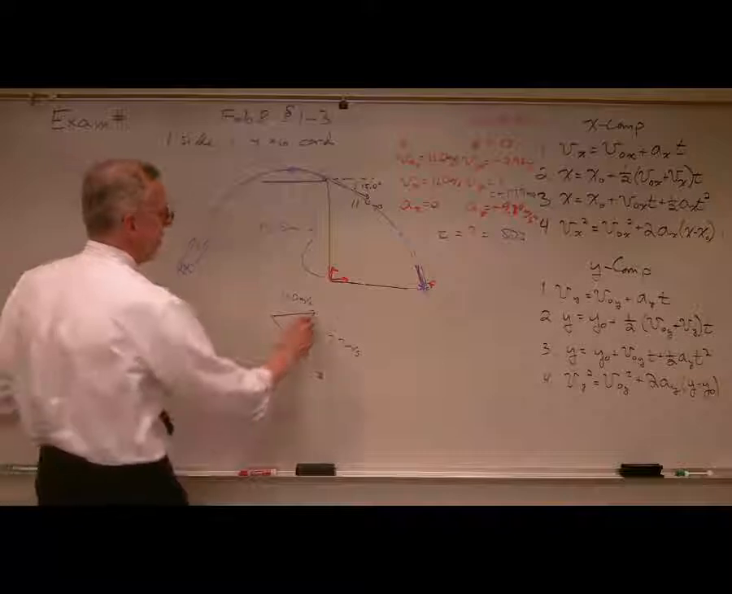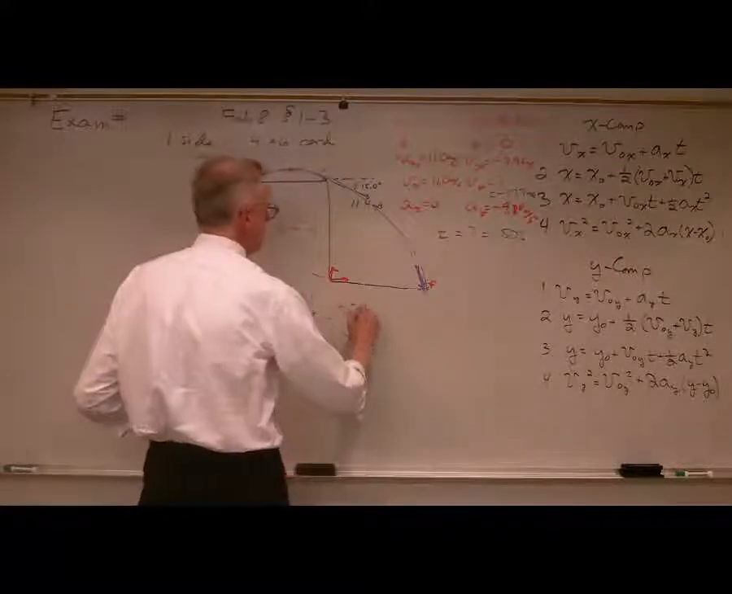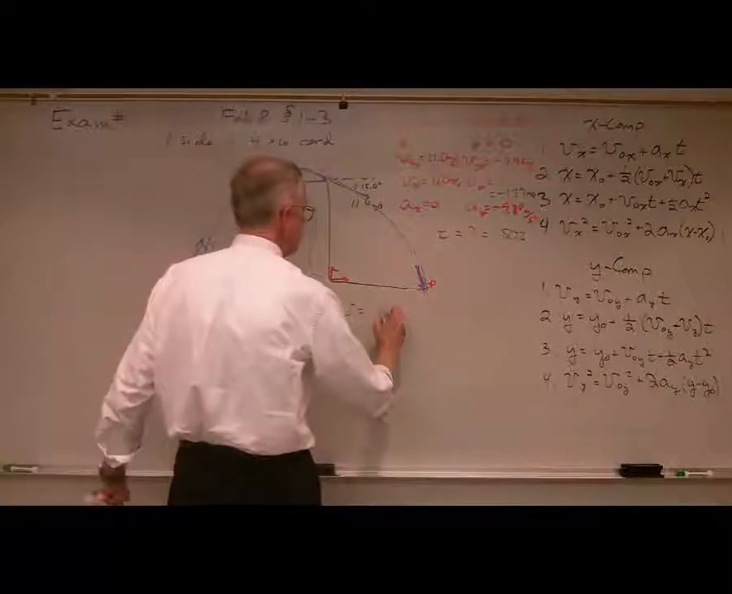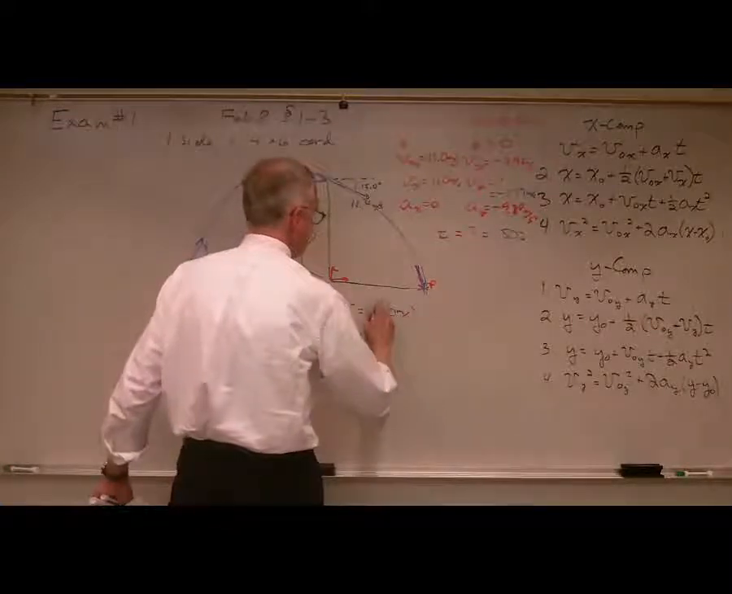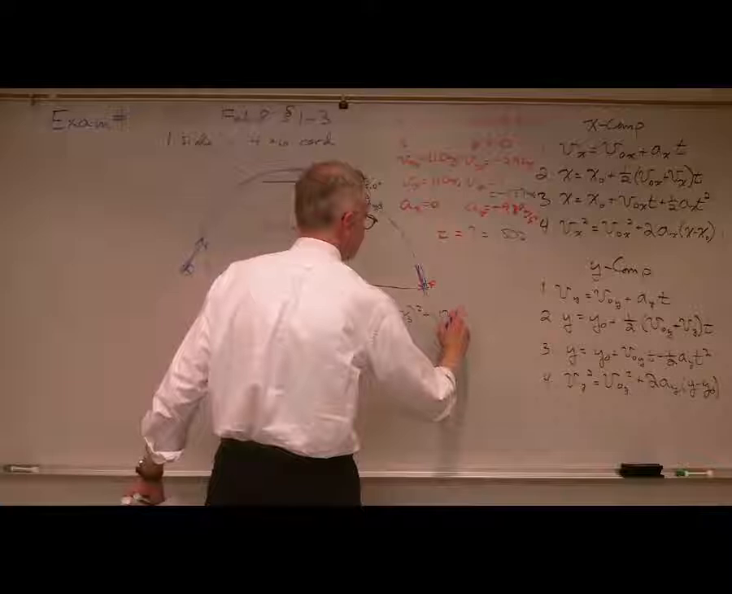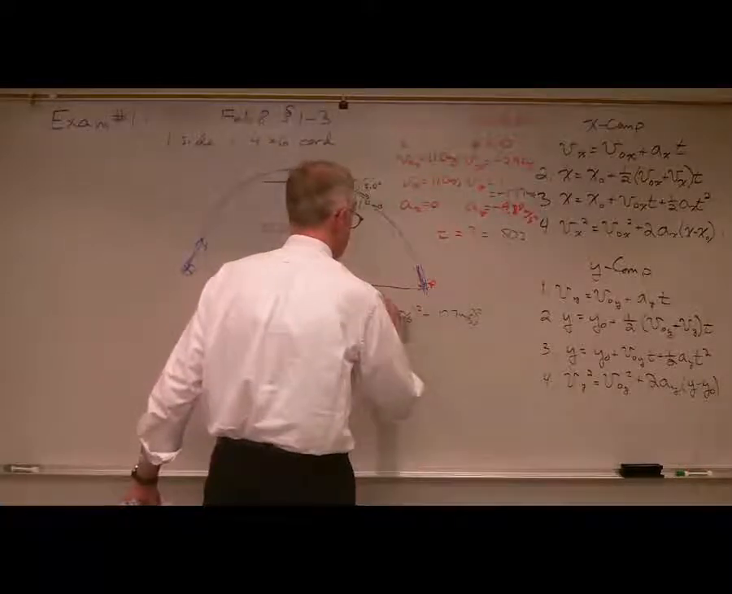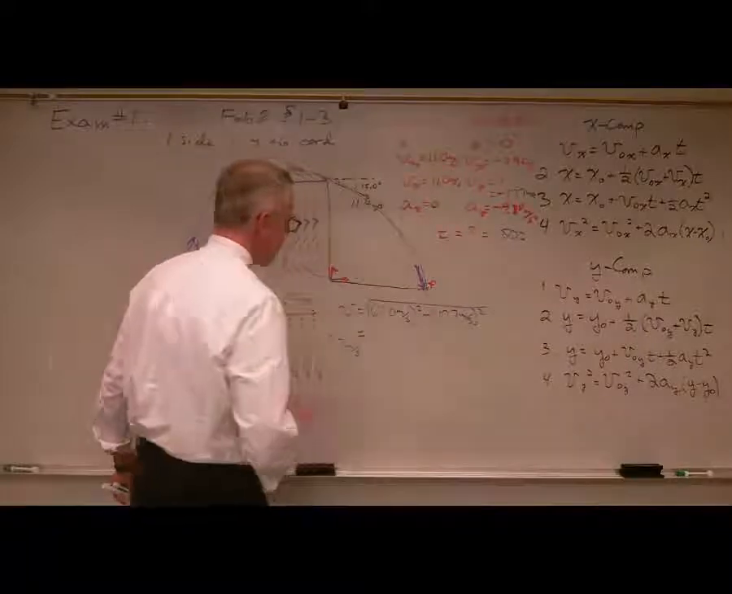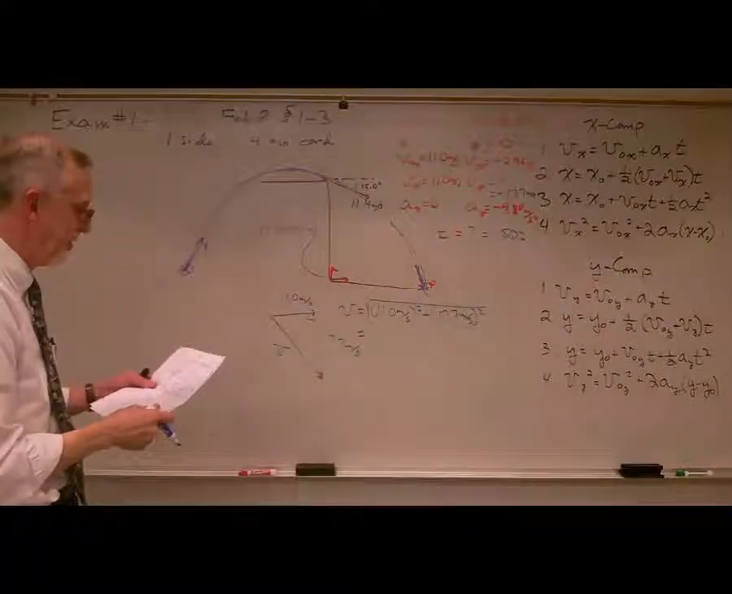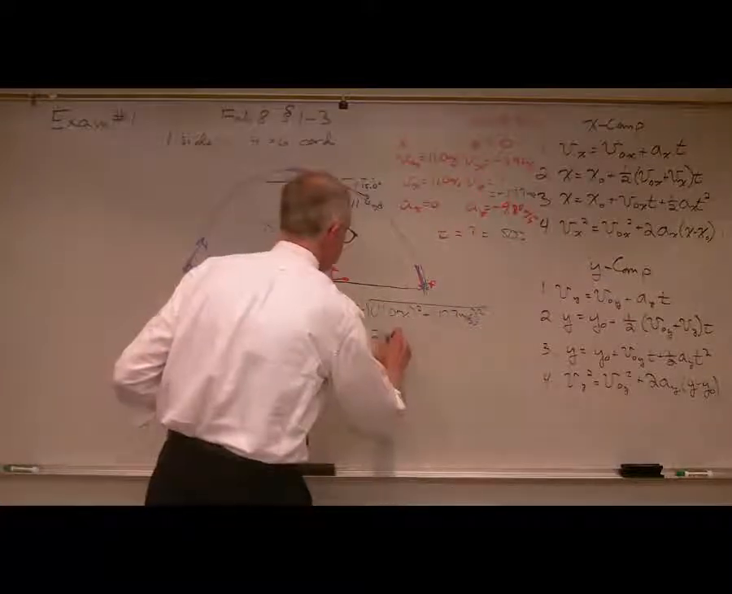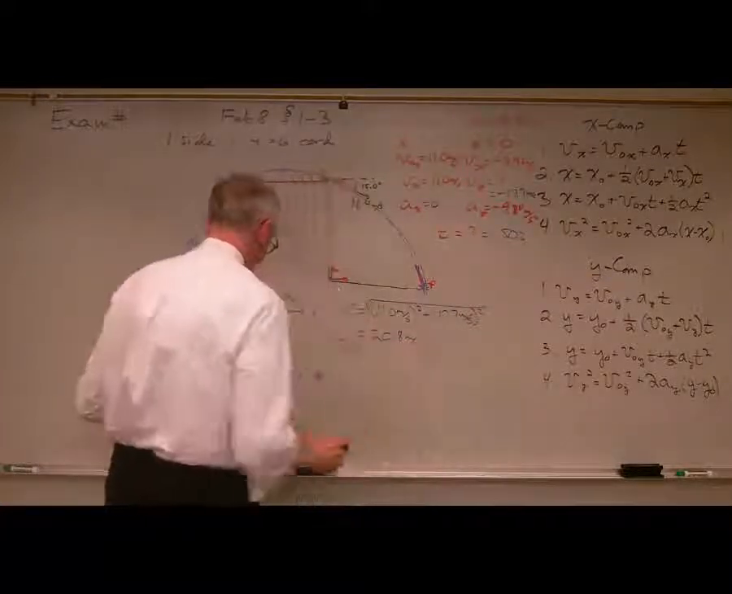Well, we'll find that from Pythagoras. We know that v squared is going to be this squared plus that squared, or v equals the square root of 11.0 meters per second squared plus 17.7 meters per second squared. Multiply that out, and we find v is equal to 20.8 meters per second.